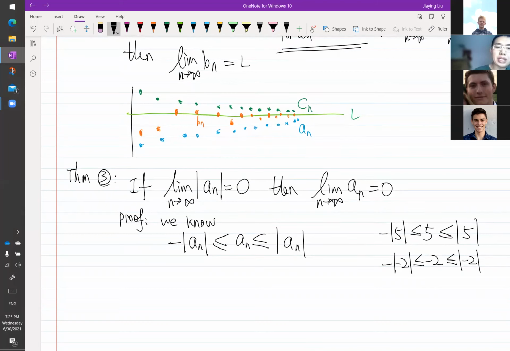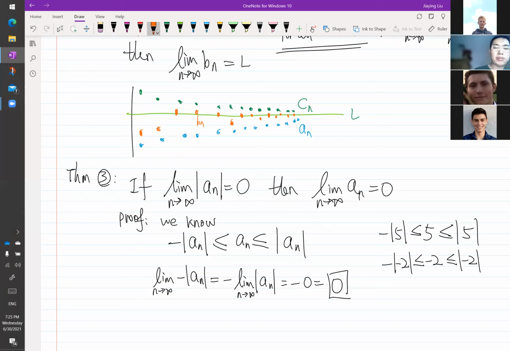Now, what is the limit on the left? What is the limit of the negative absolute value of an as n goes to infinity? Well, the negative is a constant. Remember the property, we can bring the constant outside. So that's just going to be a negative limit as n goes to infinity of the absolute value of an. And if we take the given part, that's equal to negative 0, which is just 0. So the limit of this part is equal to 0.